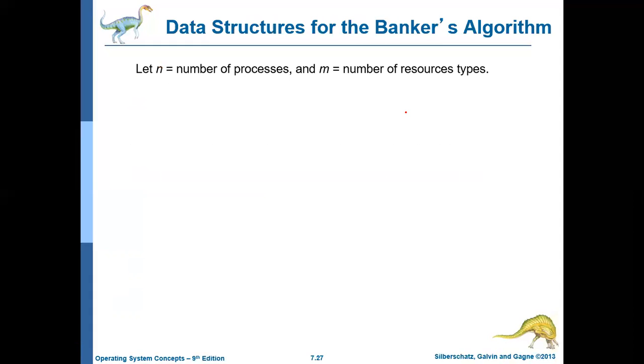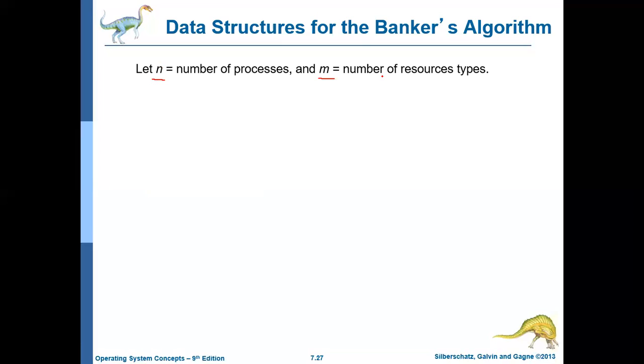Now let us see the data structures that are used in Banker's algorithm. Mainly, Banker's algorithm uses certain vectors and matrices. Let us try to understand what they are. In whatever we are going to discuss here, n represents the number of processes, and m represents the number of resource types. I think you remember resource type. Resource type means different types of resource.